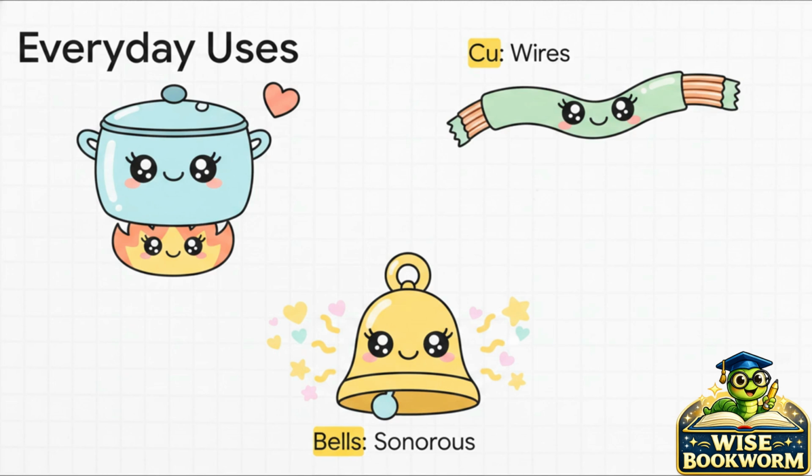And this isn't just abstract science. These fundamental properties dictate the stuff you use every single day. We use aluminum and copper for our kitchen pots because, well, they conduct heat beautifully. We rely on copper for electrical wiring. And because metals are sonorous, meaning they produce a ringing sound when struck, they're the exact reason a school bell can cut through the noise of a crowded hallway.